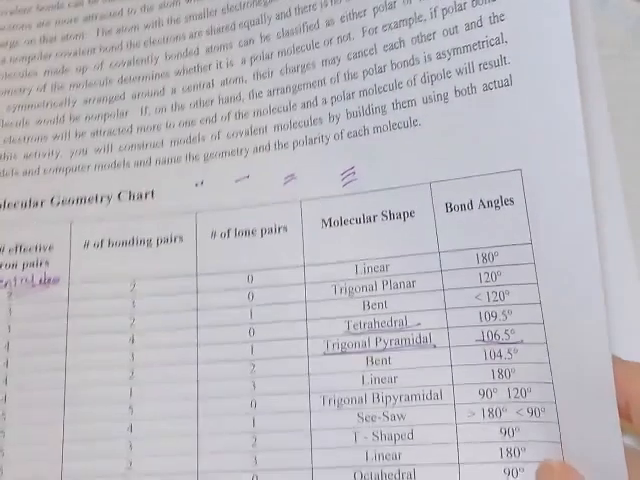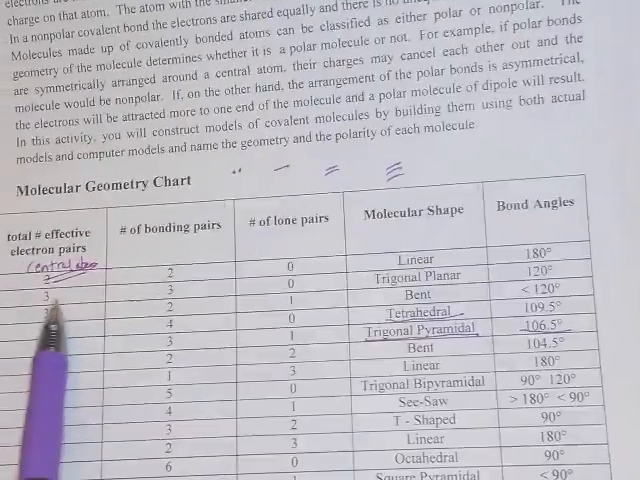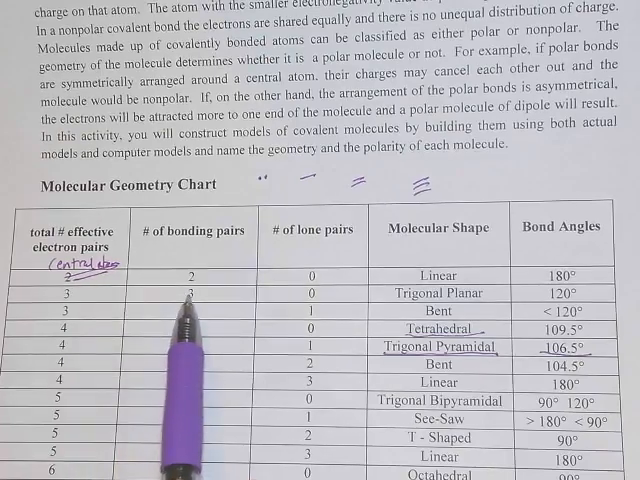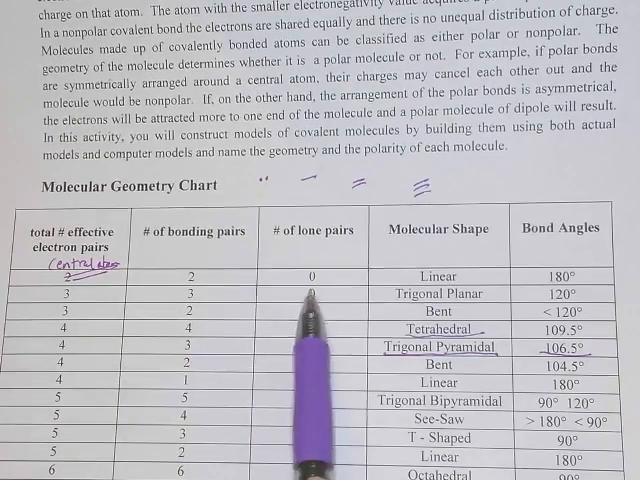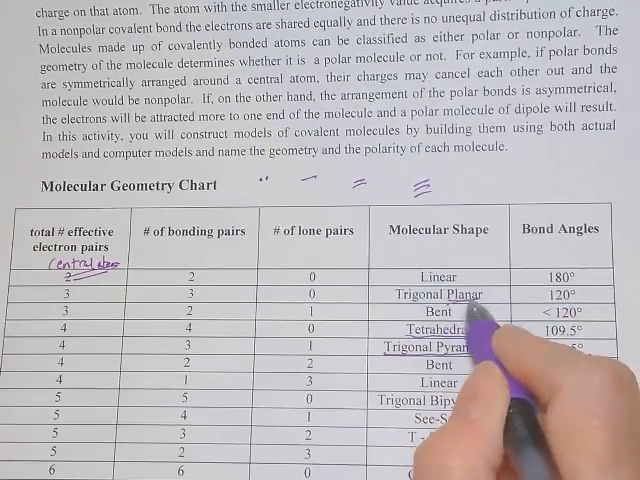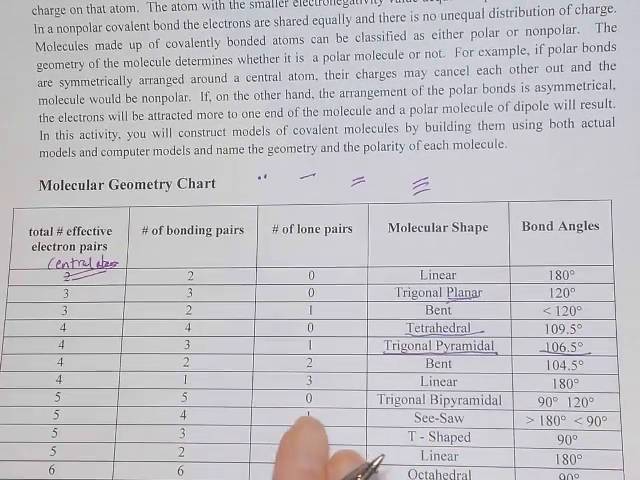So if I go to my sheet, I go over to my 3 effective pairs. Okay? All of them are bonded. None of them are lone pairs. That geometry is called trigonal planar. And planar does mean a flat molecule.